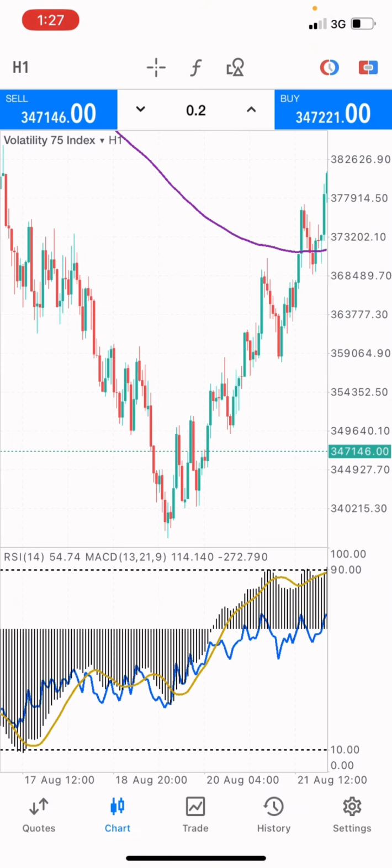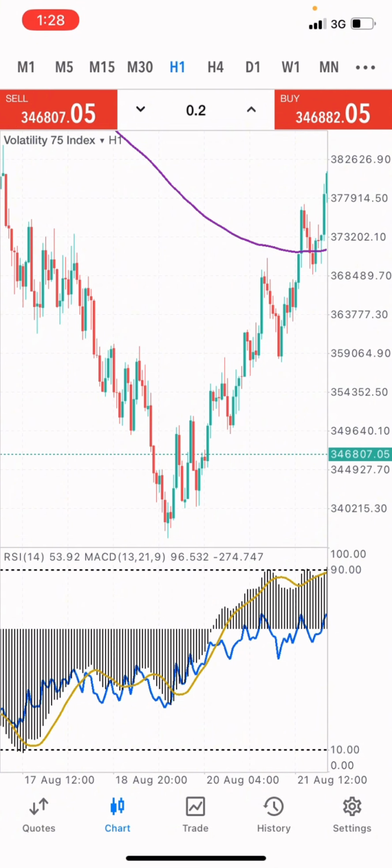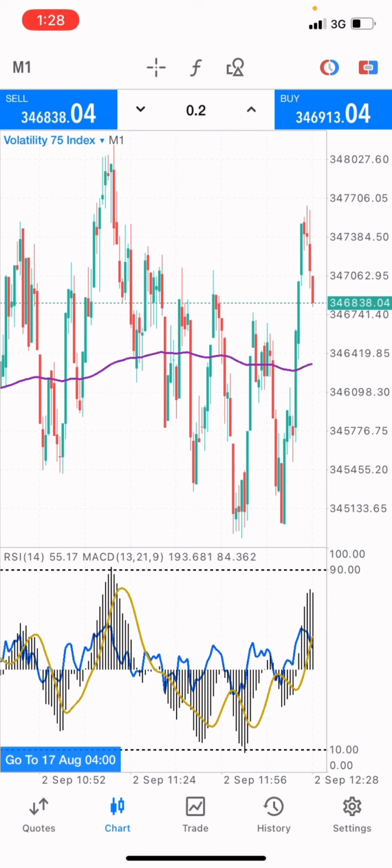So now guys, these are the indicators we're going to be using for this VIX 75 index. We're only going to be using the moving average to look at the market trend, if it's going up or if it's going down, while the MACD and the relative strength index are the main indicators for this strategy. We are on a higher time frame, as you can see, a 1 hour time frame. So we're going to start with the 1 minute time frame right here.